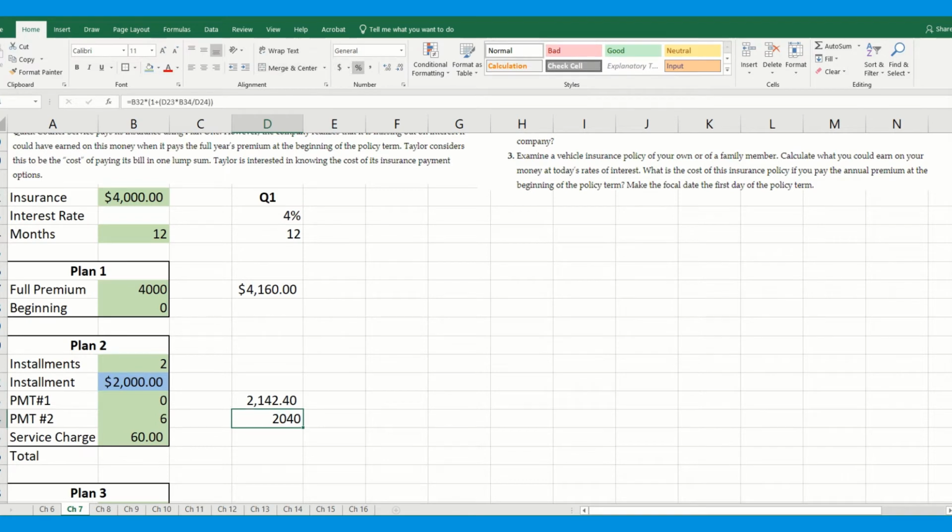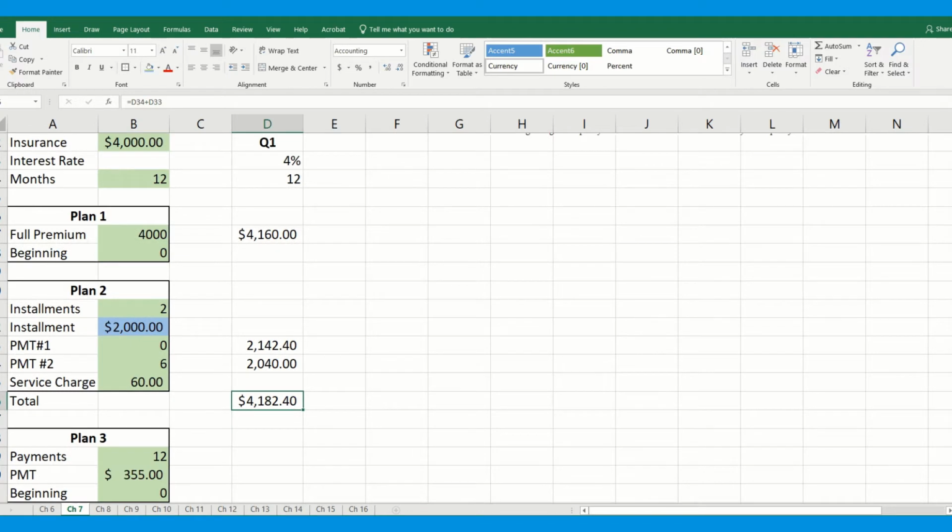We'll put that as a comma style as well. Now our total here, we're going to add those two up. So that equals that plus that. And this here, I'll put a dollar sign so that I remember, is our total amount of the cost of that premium. Okay, so we've got 2 of them done.